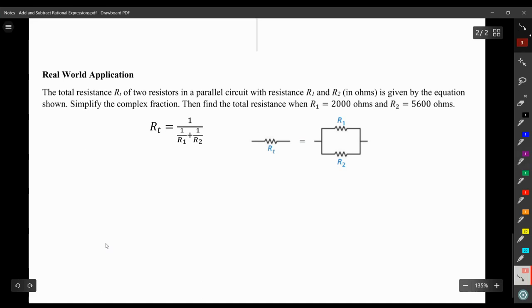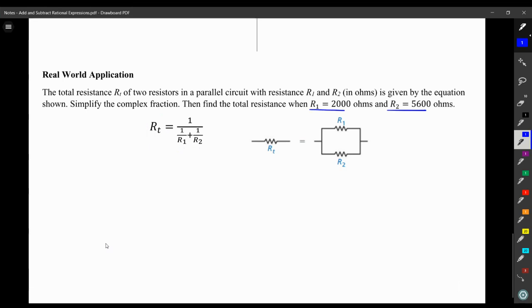And so this is the formula that is used. Now, there's a couple ways you can start this. You can either simplify the complex fraction first, just like we did in the above two examples, or I have the values of R1 and R2. I know what both of these numbers should be. So we can also substitute both of these numbers into R1 and R2 and then simplify to find the total resistance. That's what we're looking for.